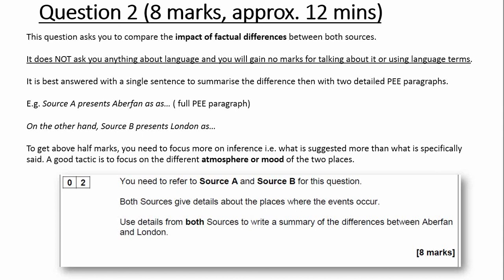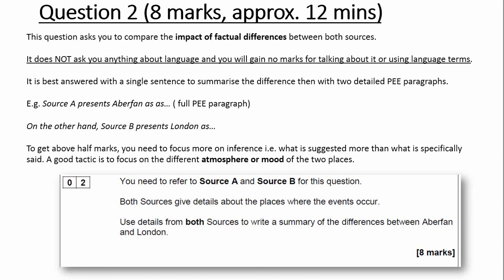So this question then is asking you to compare the impact of factual differences between both sources, and I'll make it clear in a second what I mean by that. But there's a very important thing that you must remember, because it's a mistake that many people make. This question does not ask you anything about language, and you'll gain no marks whatsoever for talking about language in it or for using any language terms. You don't have to talk about similes or metaphors or nouns or anything like that. None of that. No marks for that whatsoever.